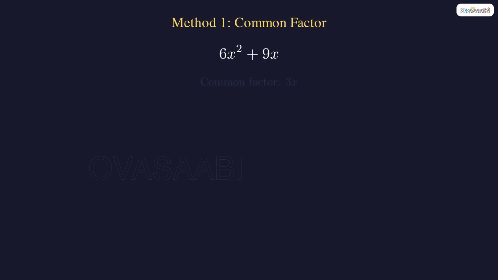Method 1. Common factor. Look at 6x squared plus 9x. Both terms share 3x. We take 3x outside the bracket. What remains goes inside.